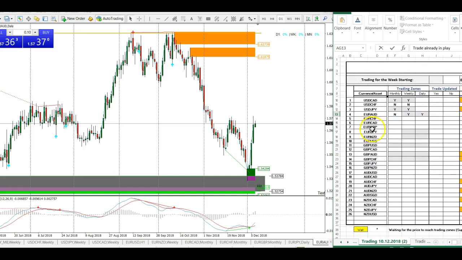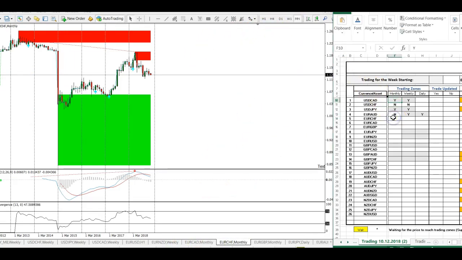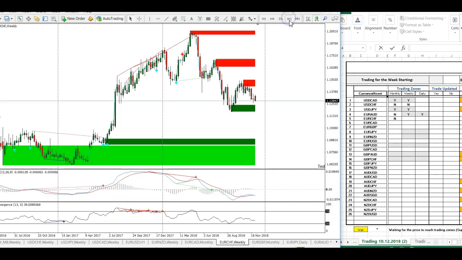All right, so next we'll move on to the next asset, which is Euro Swiss franc. Start off in the monthly. Is it in the monthly? No. Are we at a weekly? No. So no trade. Okay, pretty simple.